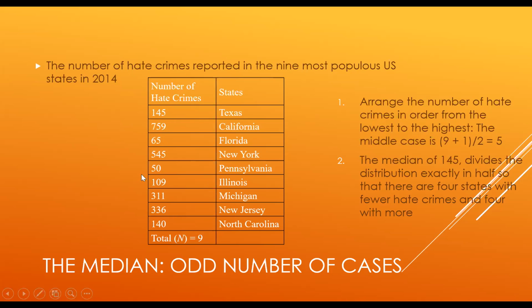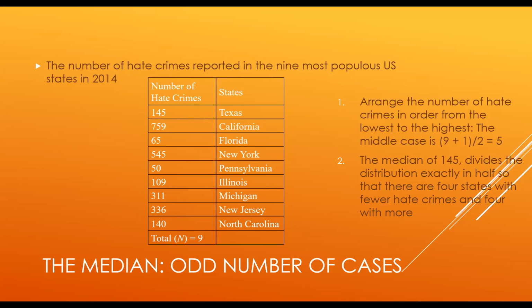So what is the lowest number here? 50. So then I would go up, right? From 50, go to 65, then I missed 109. So 65, 109, 140, 145, 311, 336, 545, 759. Okay, I've now ordered them in ascending order.